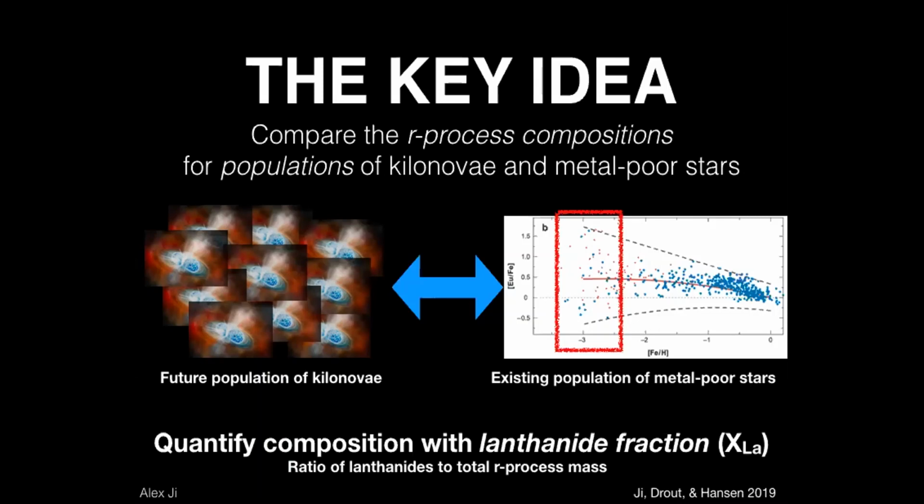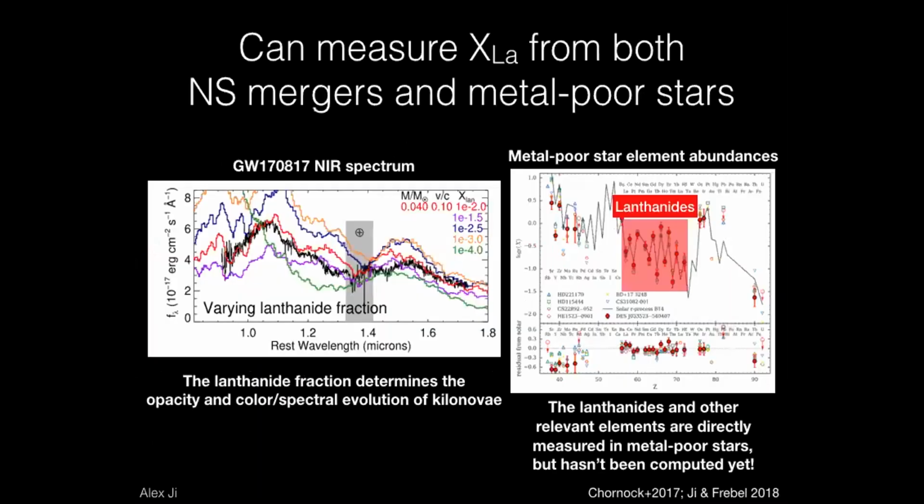And the people who follow up these transients are very excited, I think, because they're looking for reasons to continue to follow up future kilonova. Okay, so what is this lanthanide fraction? It's the ratio of the rare earth elements to all of the R process elements that are synthesized. And it turns out that this is a thing that you can measure in both kilonova and in metal poor stars. So on the left over here is a spectrum of the gravitational wave kilonova.